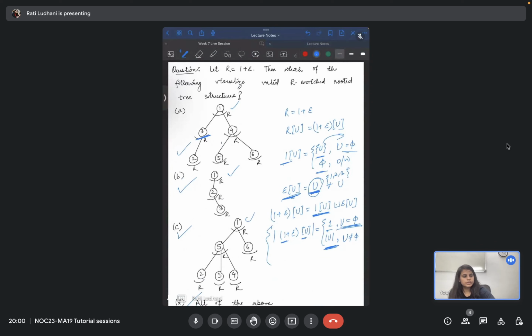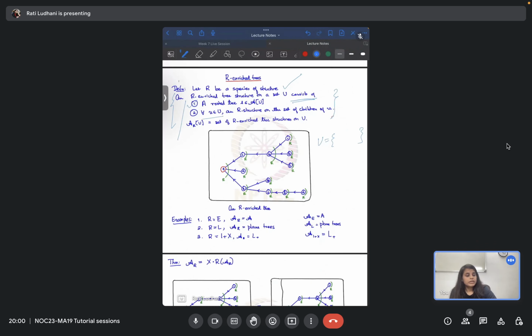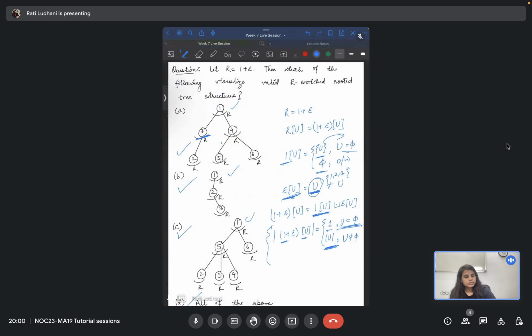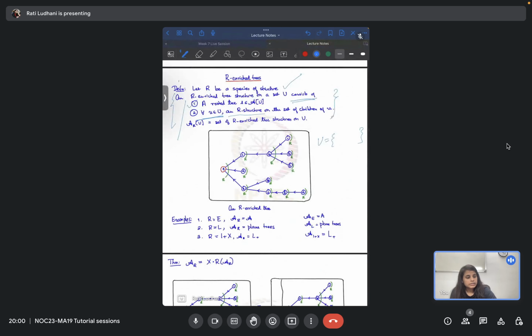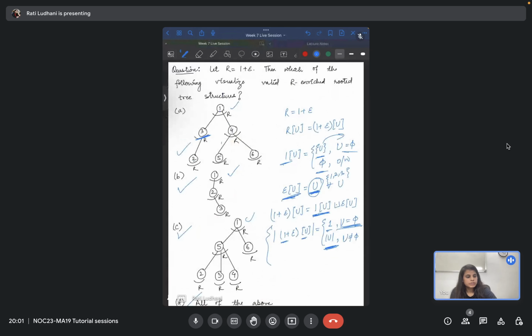So you consider a rooted tree. Now for every u belongs to U, the rooted tree is on U. So these are the elements 1, 3, 4, 2, 5, 6. These are u belongs to U. There should be an R structure on the set of children of u. So what does that mean? For example, if you consider 3 belongs to U, then there should be an R structure on the set of children of u.